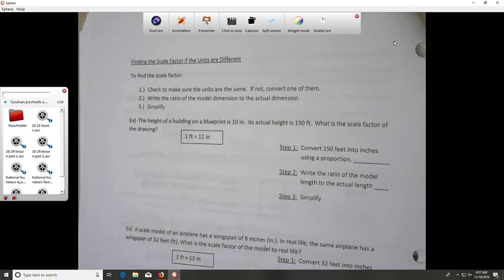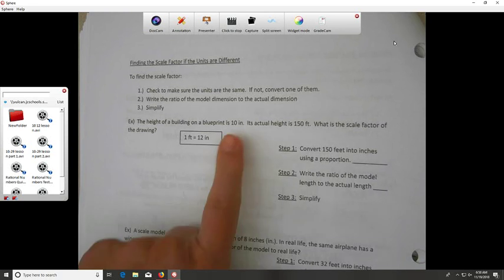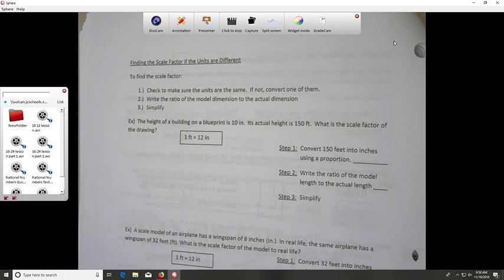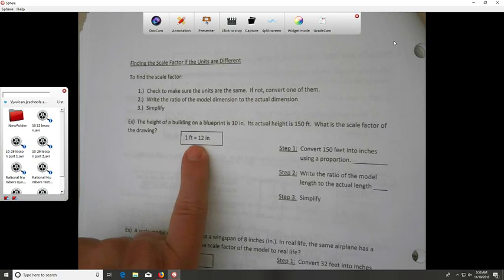So our first example here says the height of a building on a blueprint is 10 inches. Its actual height is 150 feet. What is the scale factor of the drawing? So again, first step, make sure your units match. I've got inches for our model, and I've got feet for the actual. So we're going to have to do a conversion here. It tells us right here that 1 foot is 12 inches.